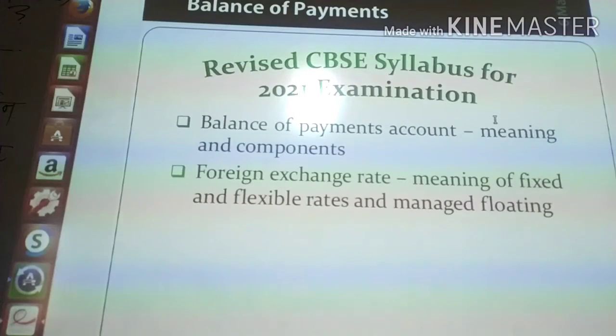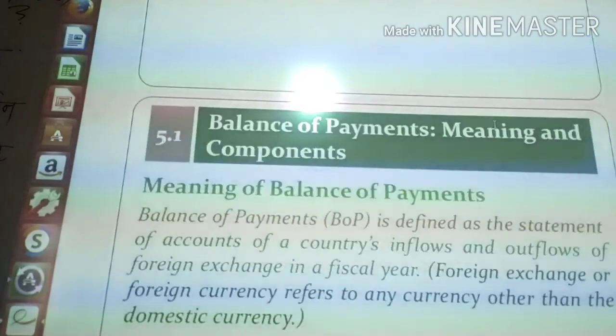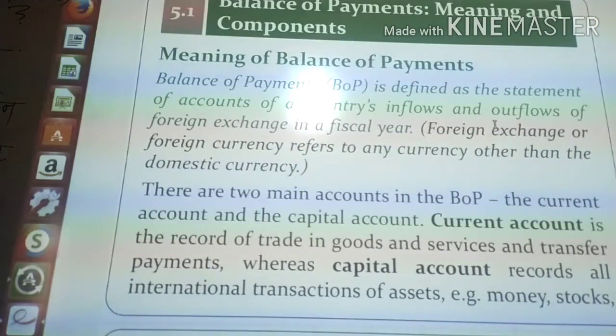It is just a throughout of what the balance of payment account is, its meaning and components, and foreign exchange rate, meaning of fixed and flexible rates, and the managed floating rate. Now we will start our chapter with the concept of balance of payment.